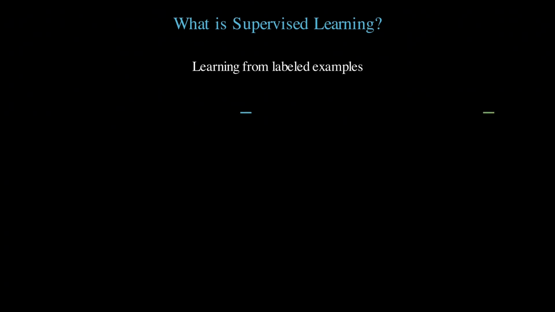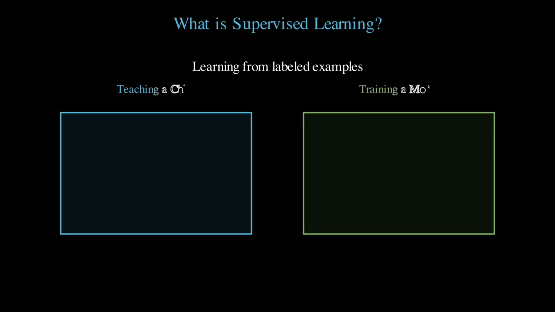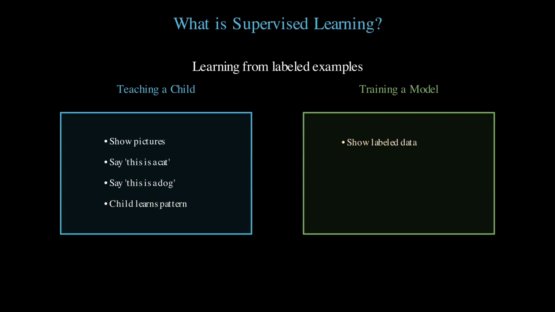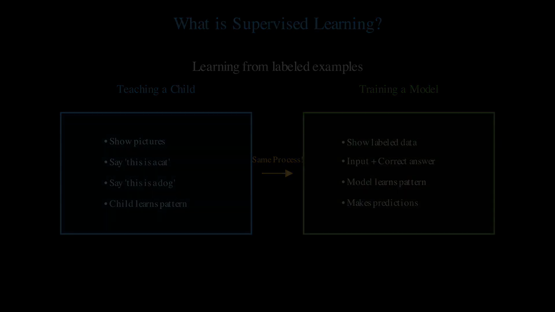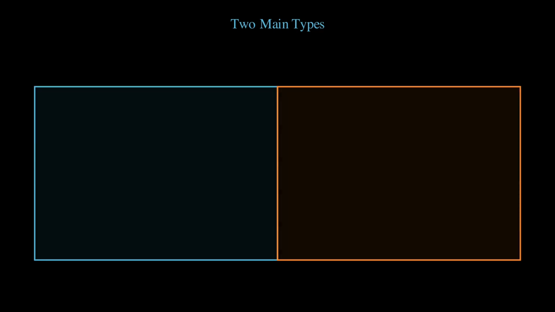Simply put, it's when we teach a machine using labeled examples. Think of it like teaching a child to recognize animals. You show them pictures and say, this is a crow, this is a pigeon. Over time, they learn to identify animals on their own. In supervised learning, we give the algorithm input data along with the correct answers. The algorithm learns the pattern, so when it sees new data, it can make accurate predictions.